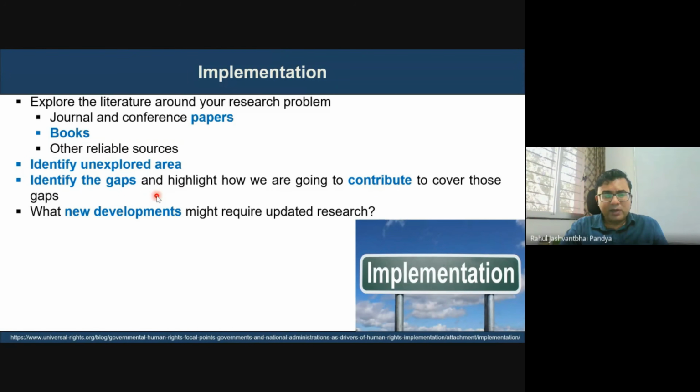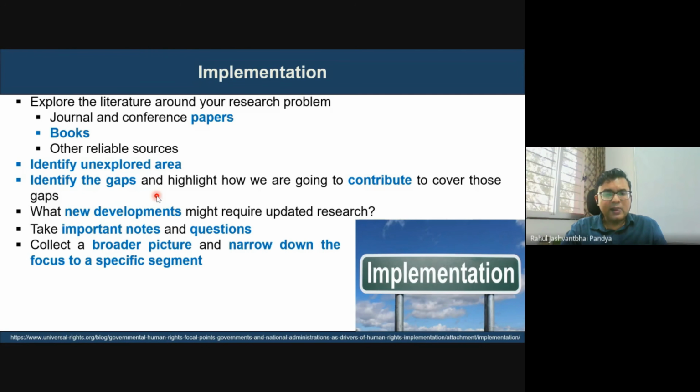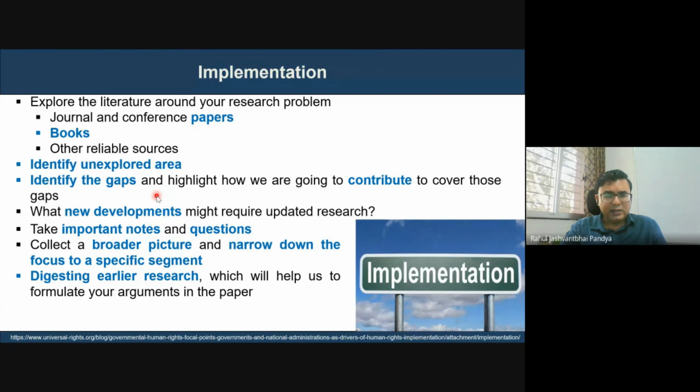Maybe I can maintain my handwritten journal there, and I can start pitching my ideas: these are the new developments that may be required to update the existing research, which lacks in many ways, there are a lot of gaps. So we have to take important notes when reading. We have to put down questions and other things, and collect the broader picture and narrow down the focus to a specific segment.